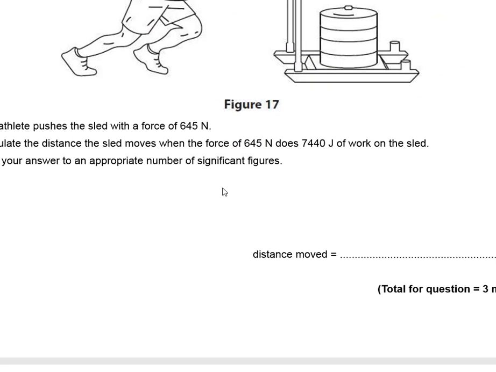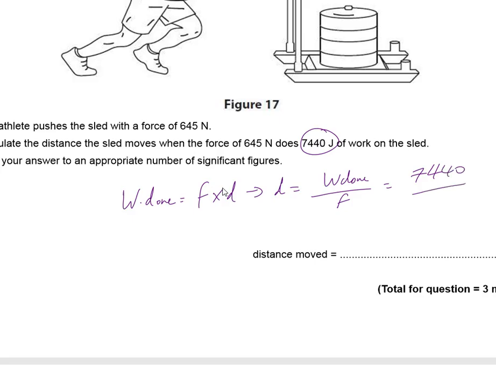Now, this is work done again. Work done is force times distance, so rearranging for distance is work done over force. Work done is the energy, so 4770 over the force. Now, appropriate number of SF. This is where people go wrong. What we end up getting is 11.35. Now, appropriate number of SF.